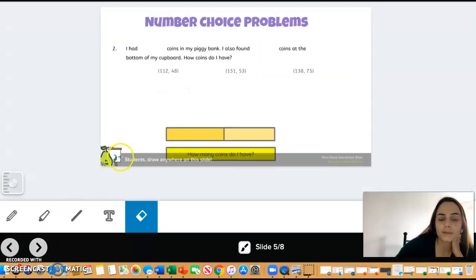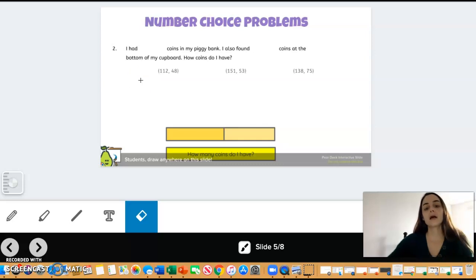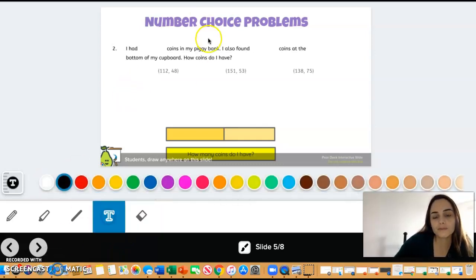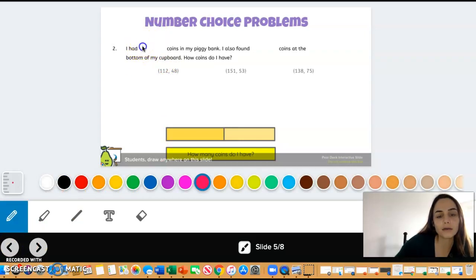Then we have this one. It says, I had coins in my piggy bank. I also found coins at the bottom of my cupboard. How many coins do I have? So I'm gonna choose 112. I'm gonna choose again my option 1A, 112, and then 48. Okay, then I draw what I have.